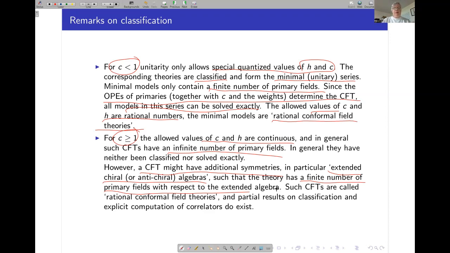And such theories then always also have the property that the values of C and H are rational, and they are called rational conformal field theories. There are partial results on classification and explicit computations of correlators in many examples. And then there are also thoughts how this might help one to deal with non-rational conformal field theories. For example, the rational numbers are dense within the real numbers, and it is then believed that rational conformal field theories lie somehow dense within all conformal field theories and might be used to approximate them. But this is kind of an open research program.